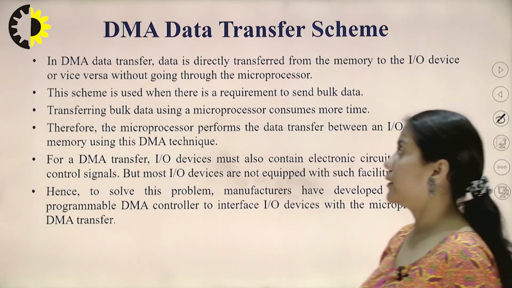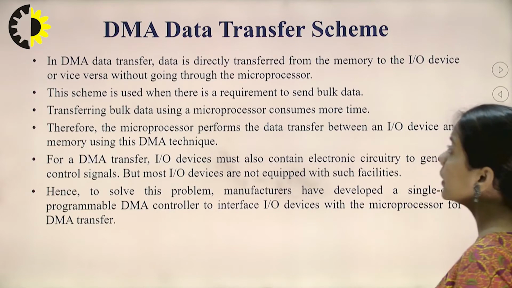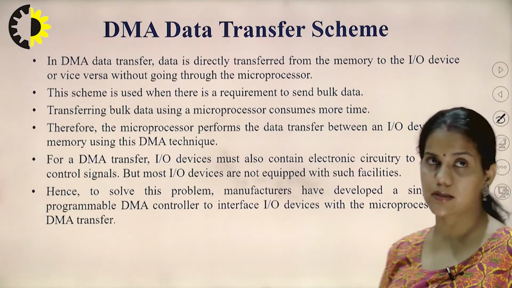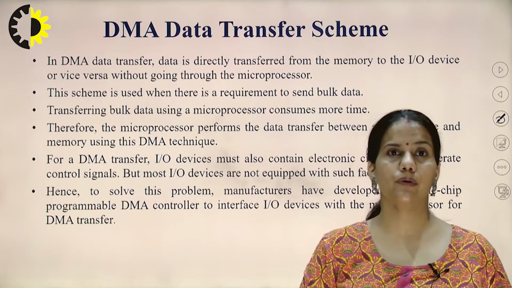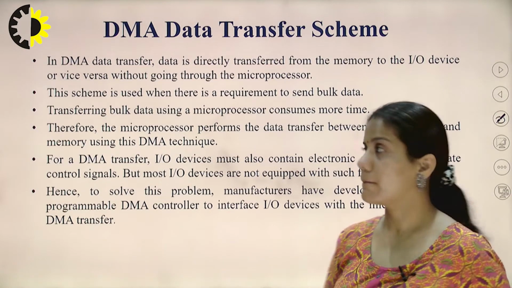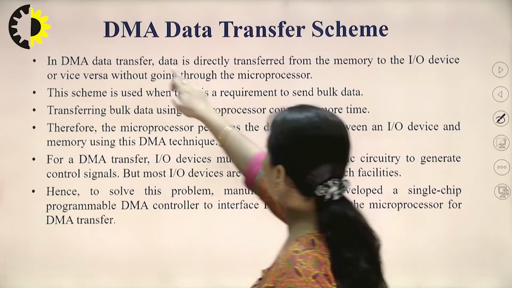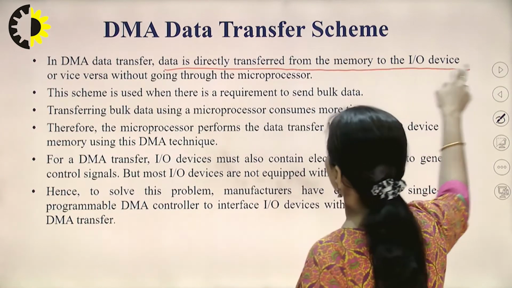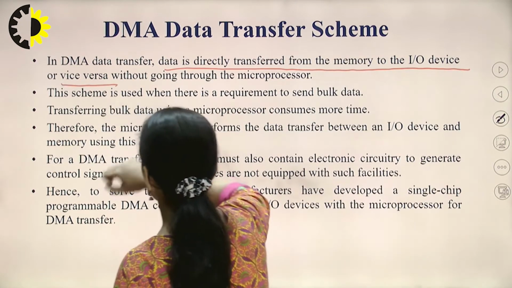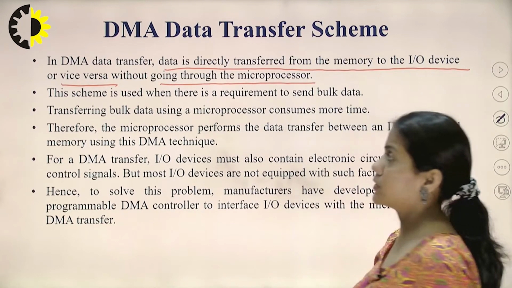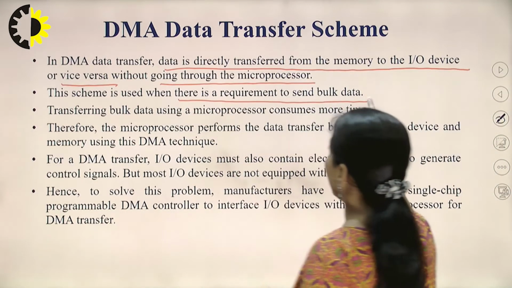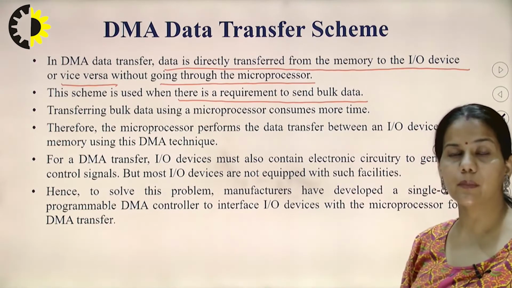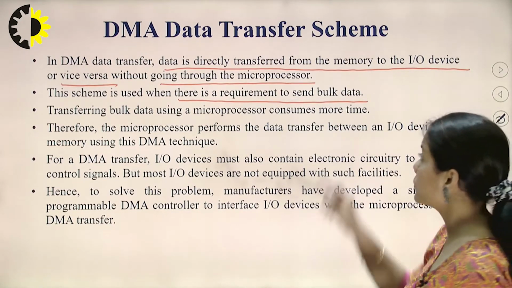Another data transfer scheme is DMA, that is direct memory access. This is a very special scheme, especially in the case when we want to transfer bulk data. In this scheme, the data is directly transferred from the memory to the input-output device or vice versa without going through the microprocessor. This scheme is used when there is a requirement to send bulk data. Transferring bulk data using a microprocessor consumes more time.